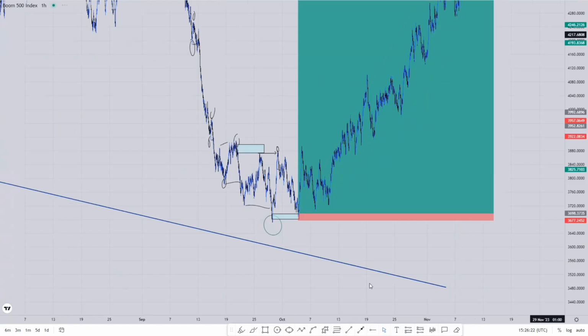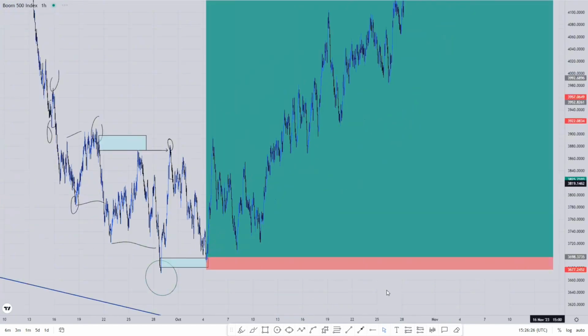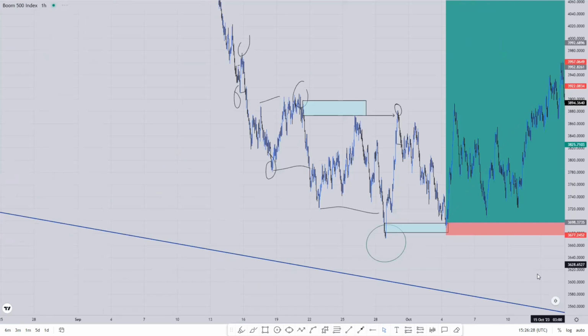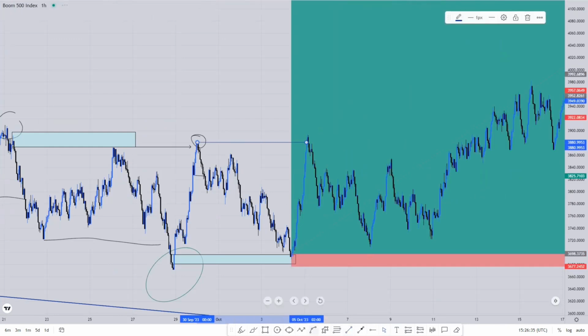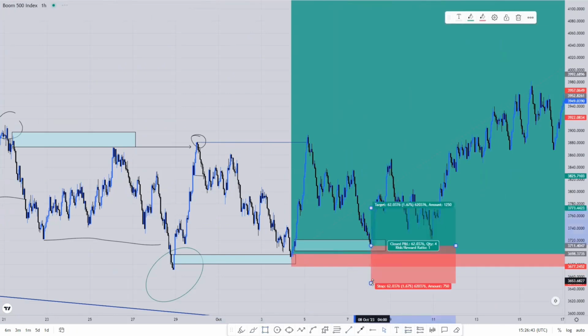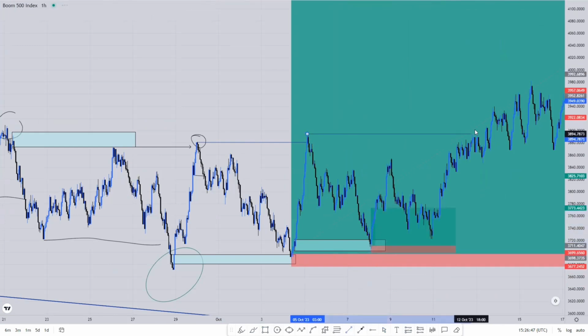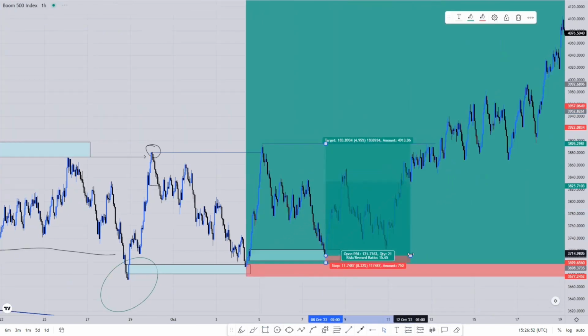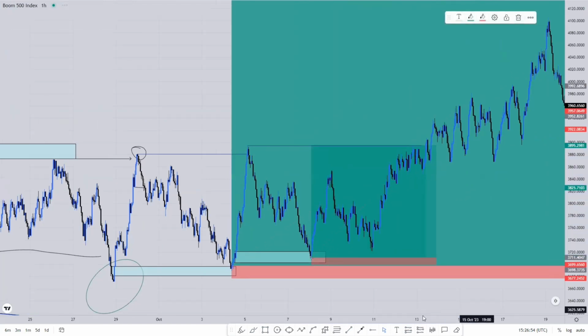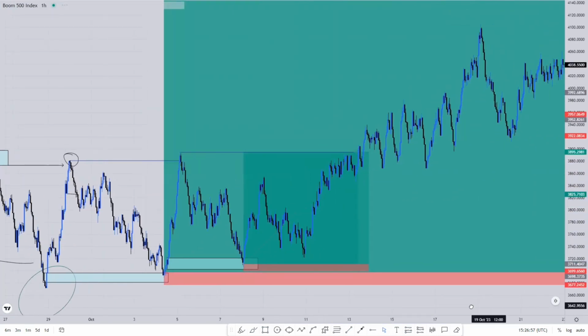Then I want us to follow structure inside. Once you follow structure inside, you realize there were so many other opportunities inside there. This one is the first major one. Let's follow structure. We broke structure there. After we broke structure, we can draw our zones, unmitigated zones, if we have them. That was an unmitigated demand. You could have also bought there, stop loss below it. Your target is the previous leg that created that demand, like this, right? You could have also held it up to here or even all the way up.